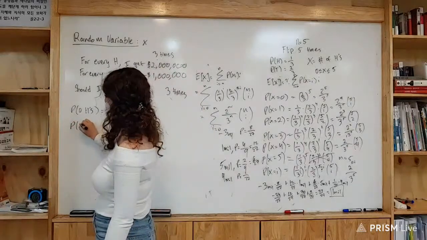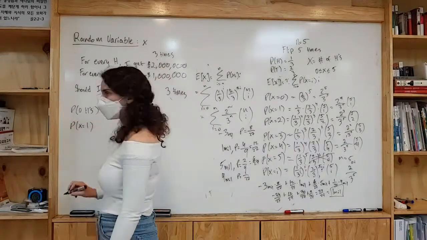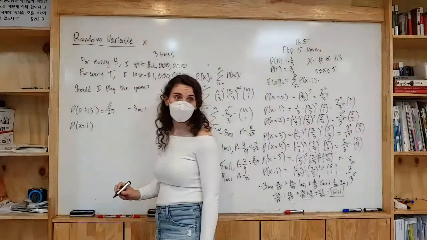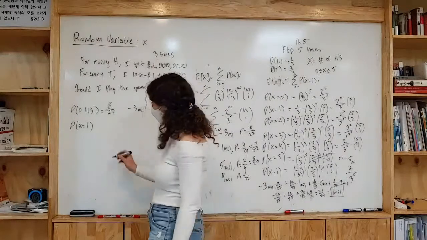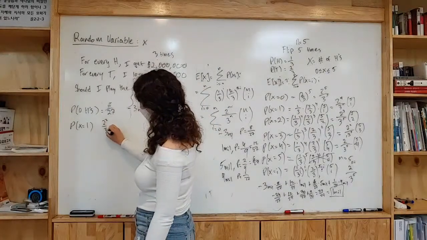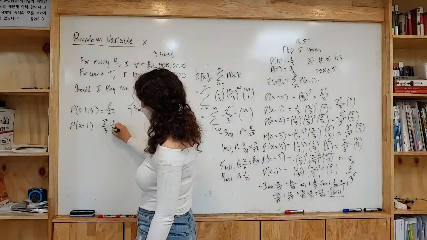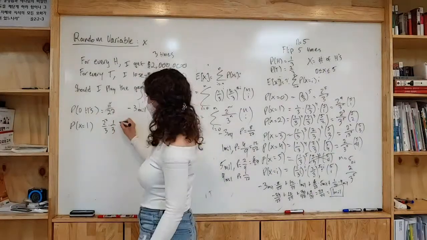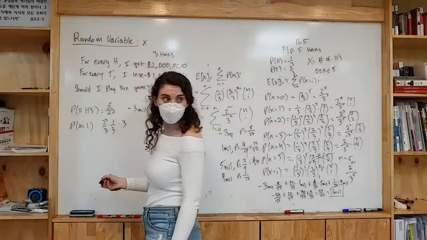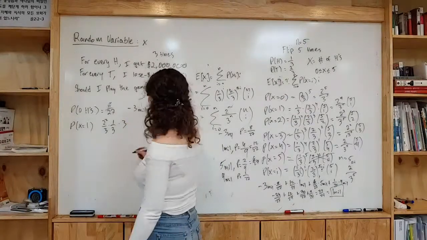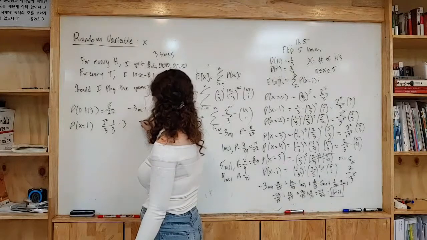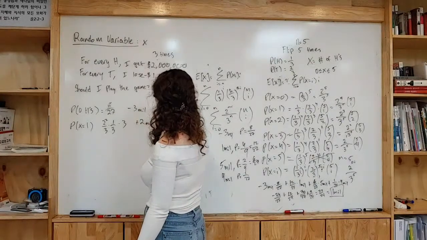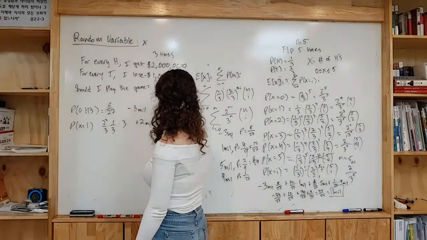Alright, P of X equals 1, 1 head. What's that? We did it. 2 squared over 3 times 1/3, right? 2/3 squared, 1/3 times 3. Okay? And for that one, you get plus 2 mil minus 2 mil. Okay?